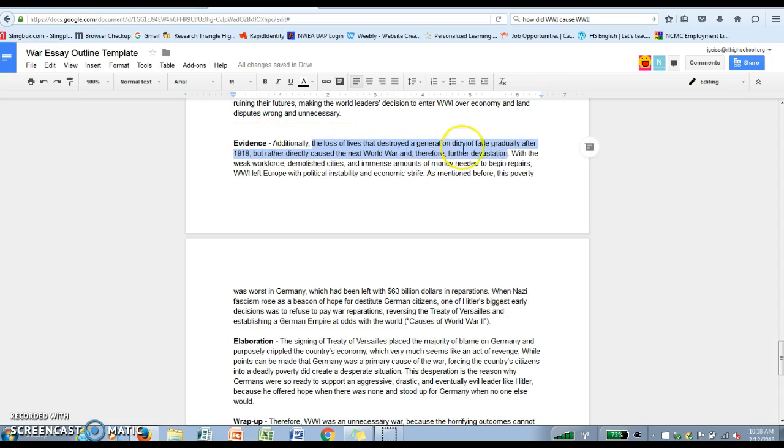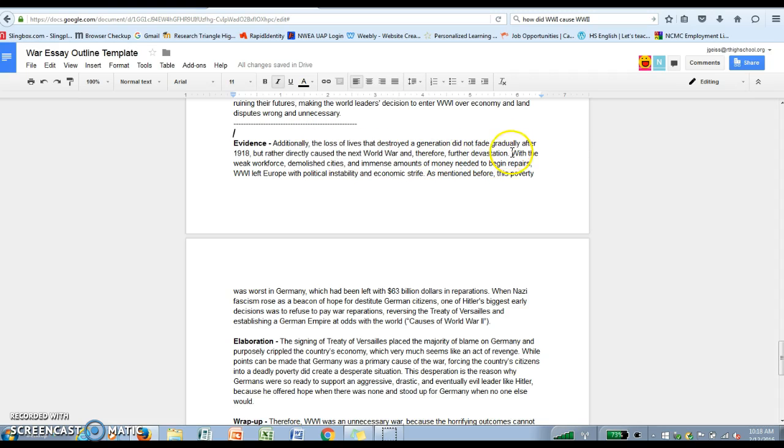So here we can see this sentence of transition connects this paragraph that we'll talk about the next World War, or World War II, to what we talked about in the previous paragraph, which is about the destruction of a generation. So remember, with transitions, you mention what the purpose of the previous paragraph was about, and you connect it by showing how it relates to what your next paragraph is going to be about. And that's how you do a transition.